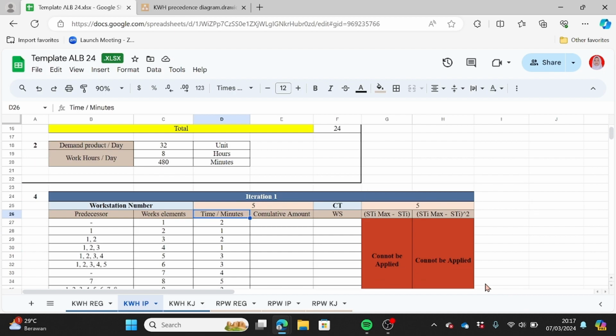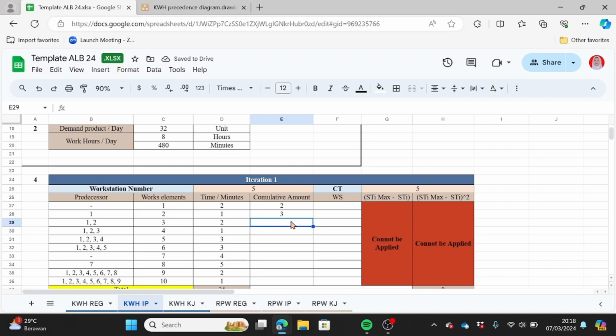The next step is to calculate the cumulative amount of where each element is at each workstation. First, we take the time on the first element, then working element 2: the time worked on element 1 plus the time worked on element 2. And then, if it has reached the limit of 5, the work elements are on 1 workstation, workstation 1. Then recalculate from the beginning to determine the next workstation.